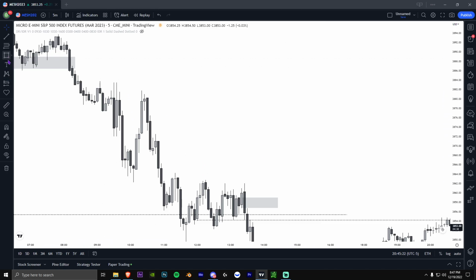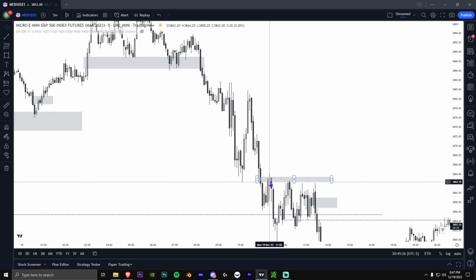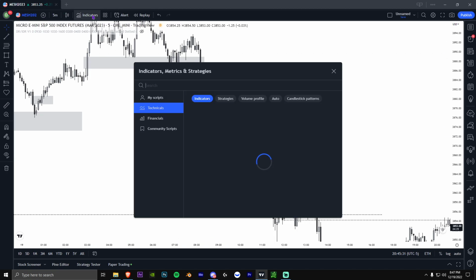This is a fair value gap, as you can see. This is a wick. This is kind of a smaller one. Yes, there are indicators.